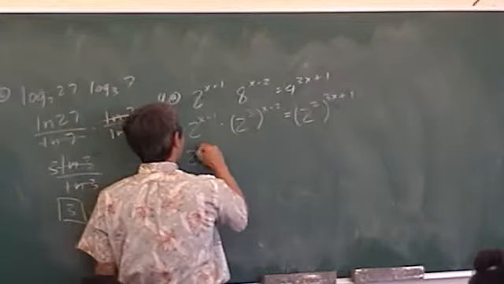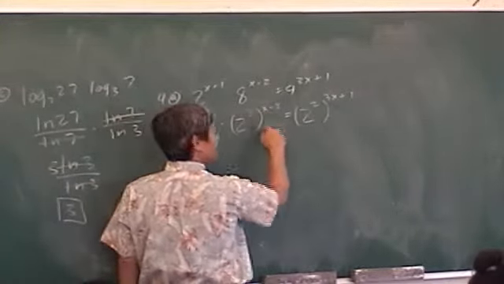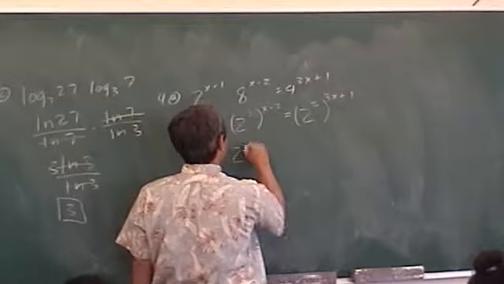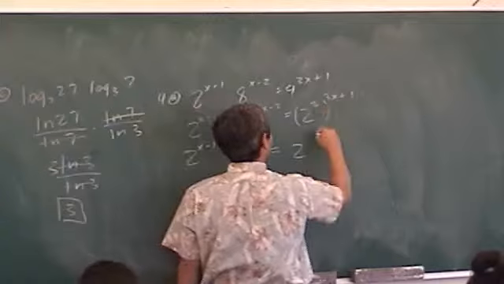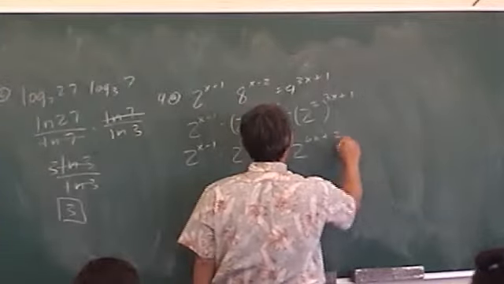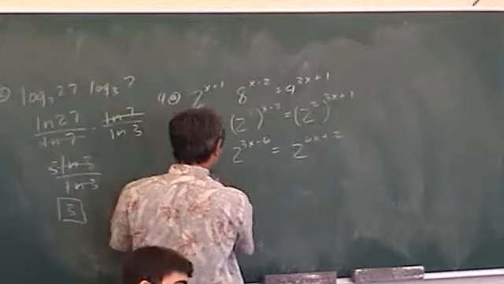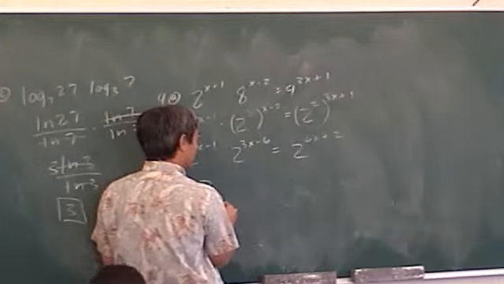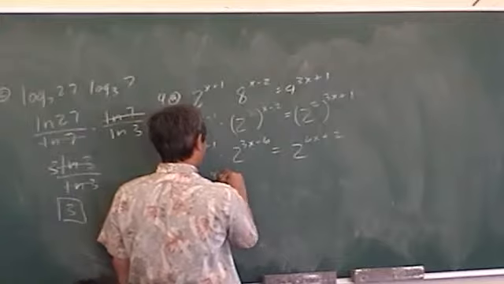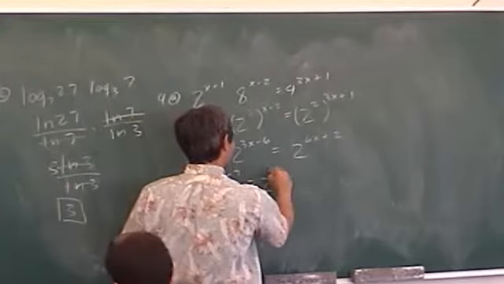So 2 to the x minus 1. Now what do you do with the exponents when it's outside the parentheses? Rhymes with multiply. So you multiply there. 6 plus 2. Now what do you do with the exponents here when you're multiplying? Rhymes with mad. You add them. So 4x minus 7 equals and then 6x plus 2.